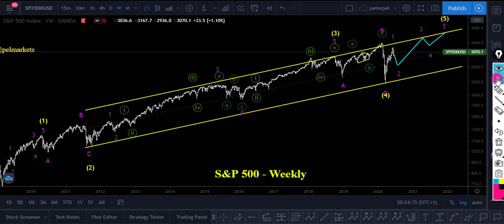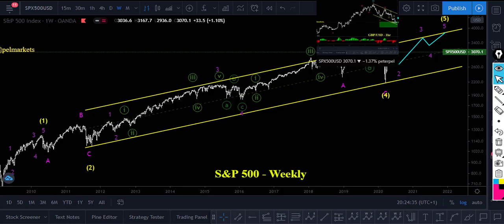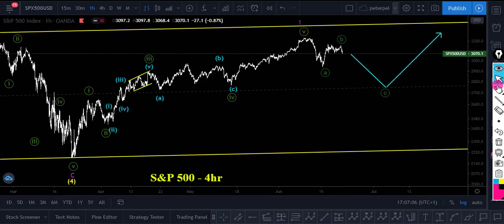So if we go to the lower time frame, now this is the 4-hour time frame. We've had a 5-wave impulsive move up of 1, 2, 3, 4, 5, and now we are anticipating a correction, where we've had a 1, 2, 3, 4, 5 for wave A, a correction for wave B, and now we are anticipating wave C to come down before the trend resumes.